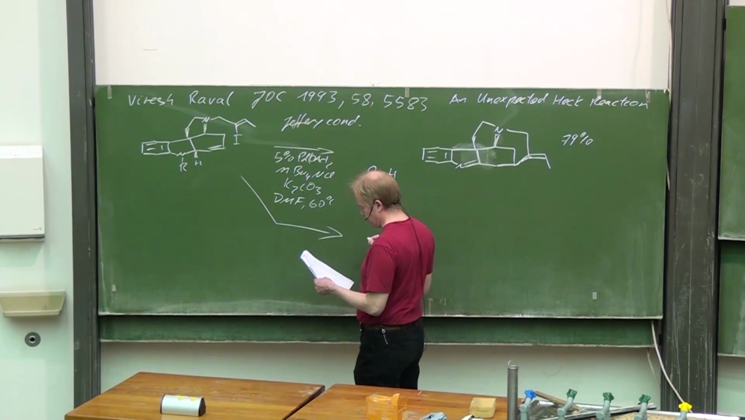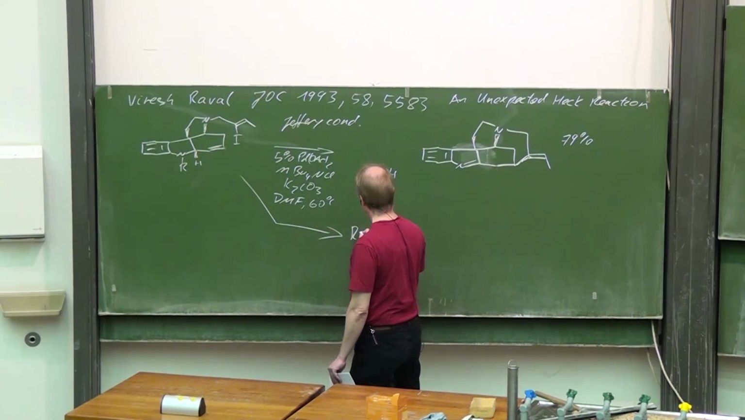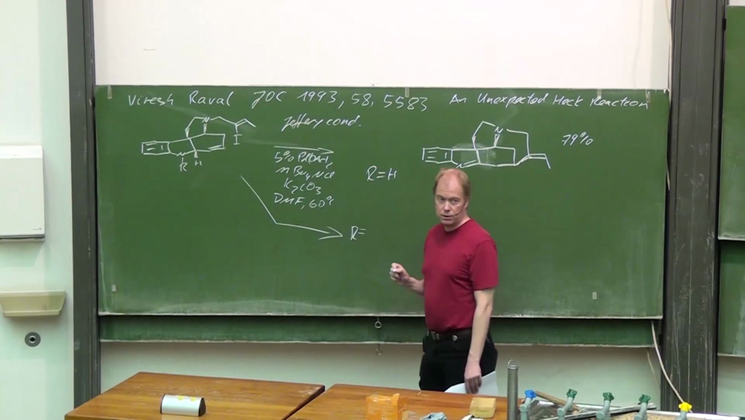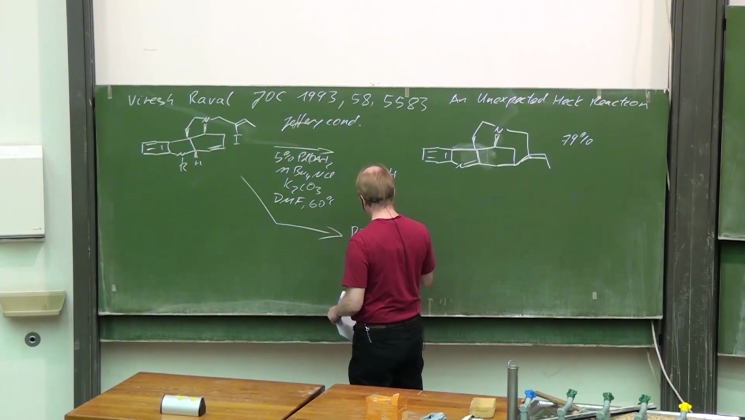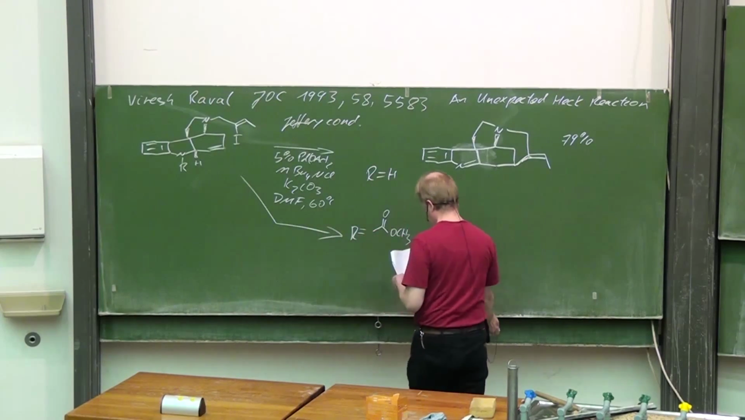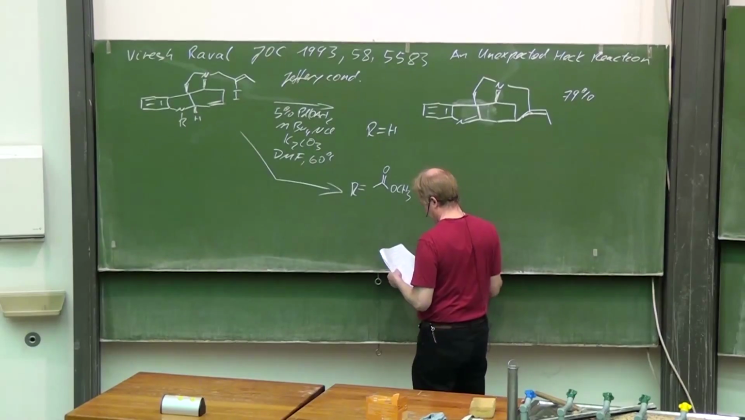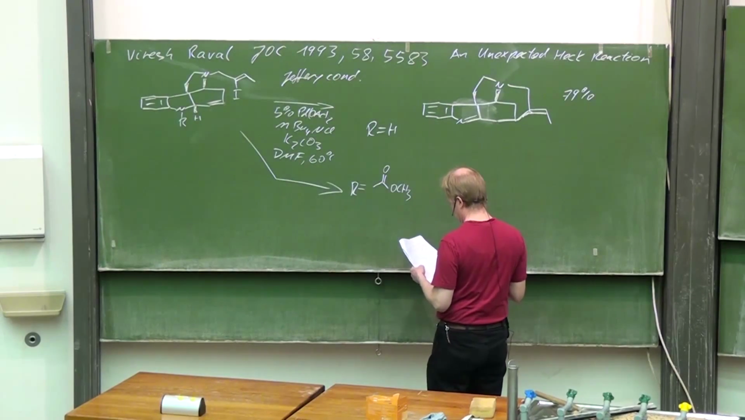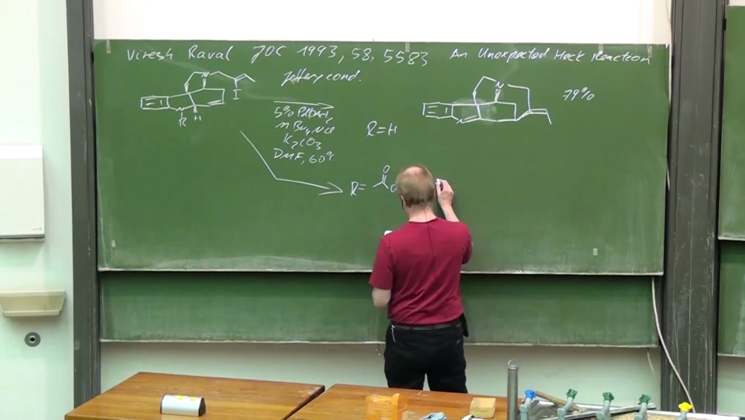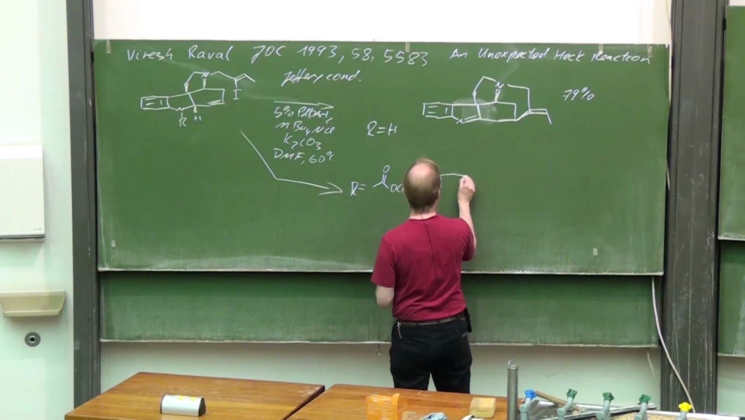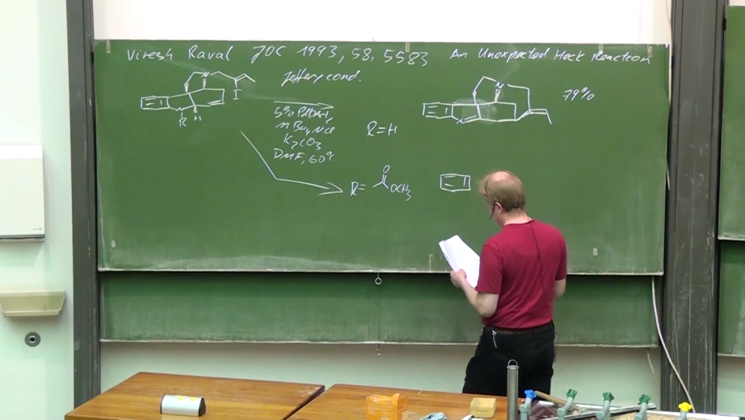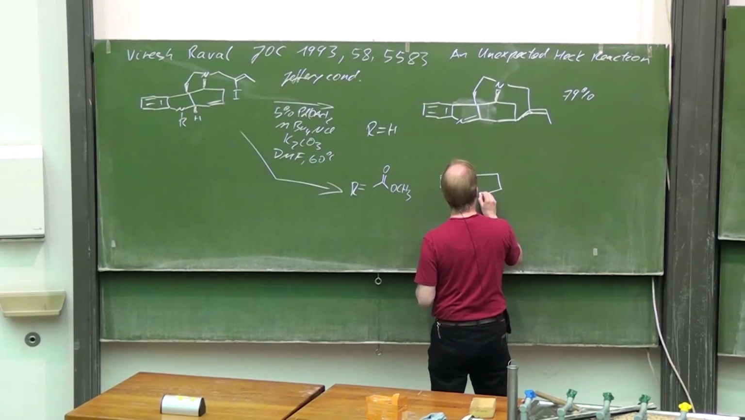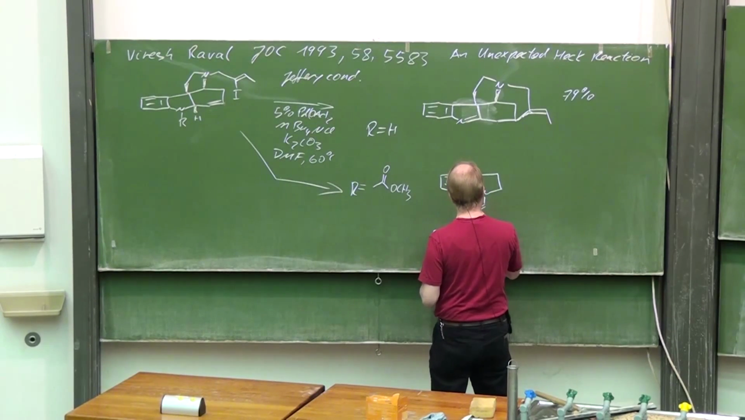Same reaction conditions, but as the substituent R, not the simple hydrogen, but a carbamate. The result was even better, 84% yield, and the Ravel group needed some time to figure out what the structure of the product is.